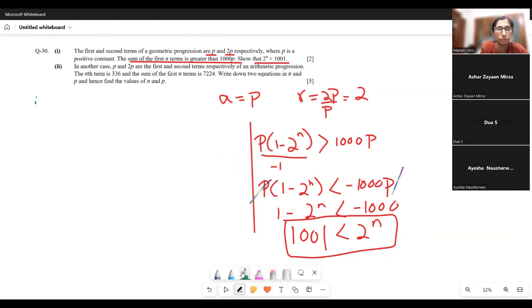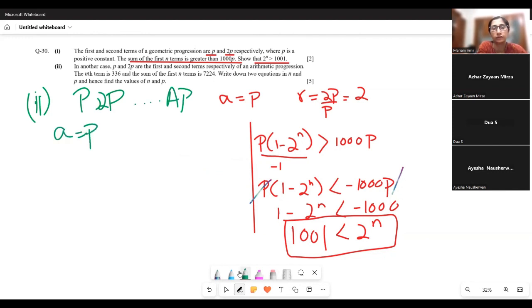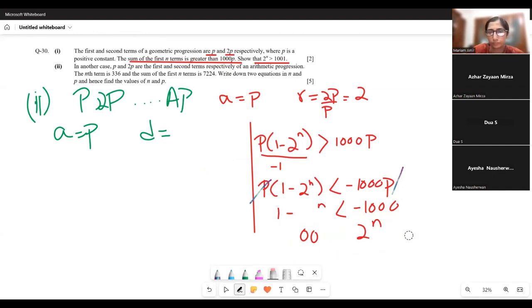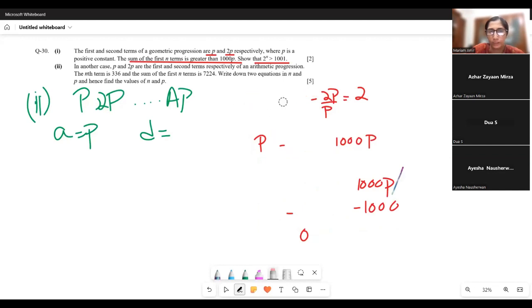Part 2. In another case, p and 2p are first and second terms, respectively, of an arithmetic progression. So if this is an AP, that means A is P, the first term, and what's the common difference? P. Yes. Azhar, आप क्या कह रहे थे? P. हाँ, P. So D is P.